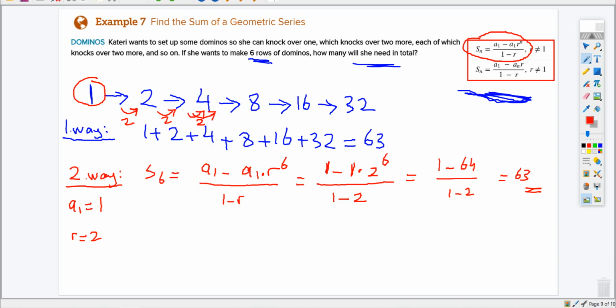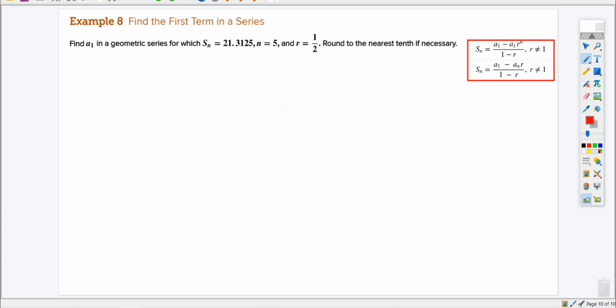Alright, this was on question 383. And let's continue with our very last question for today. As I said, question 9 will not be done, since we are not talking about sigma notation. Let's see what it is.